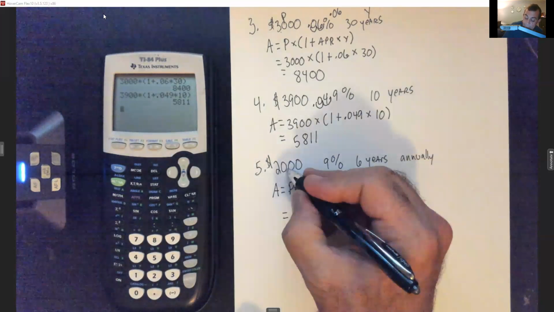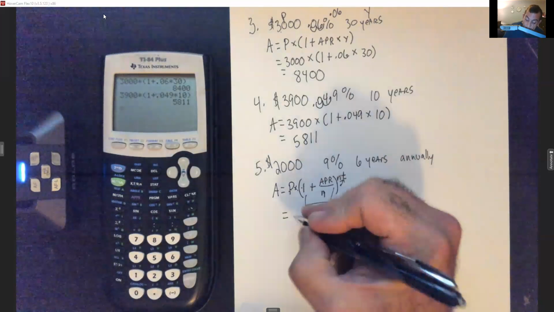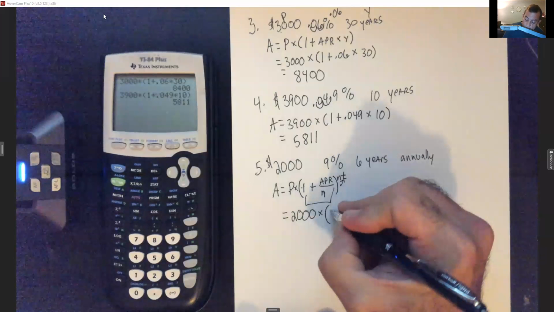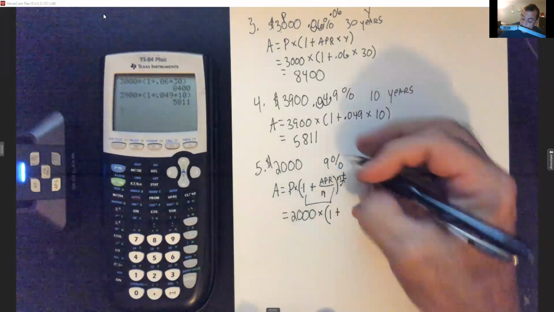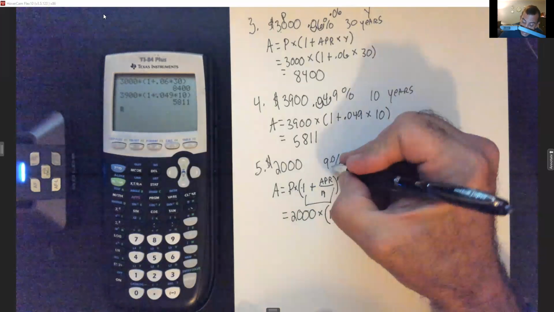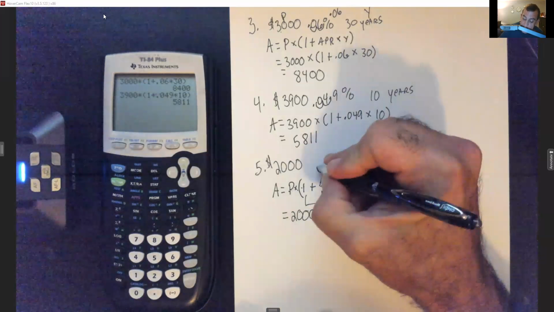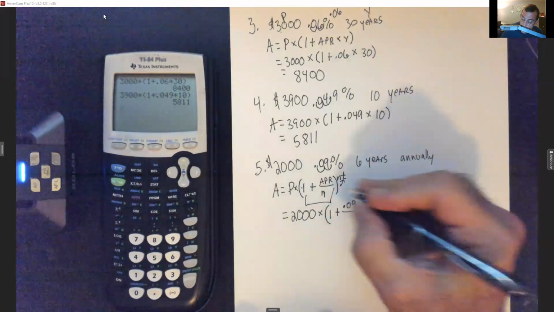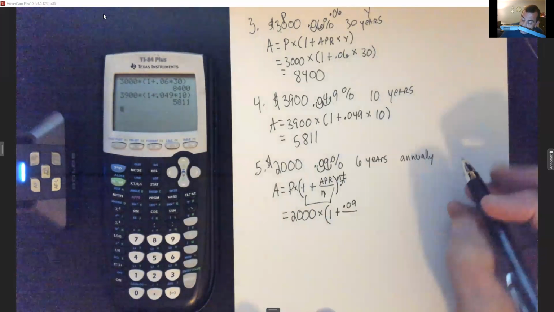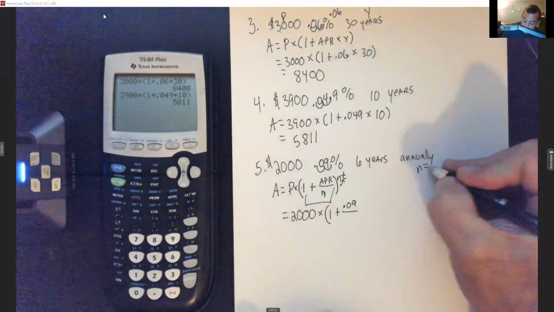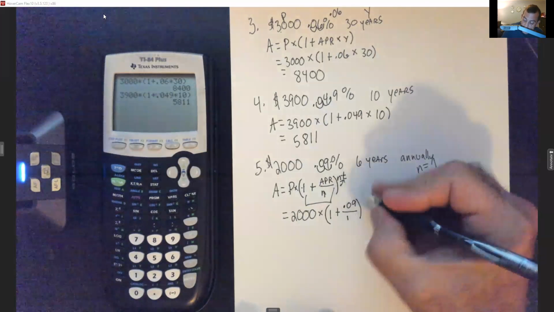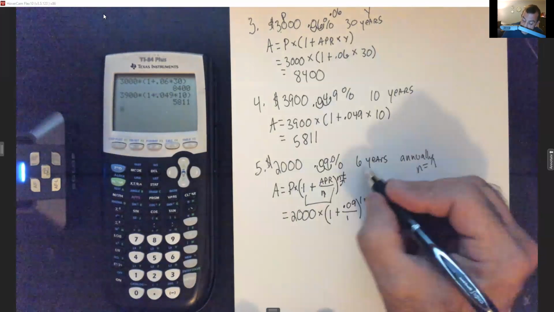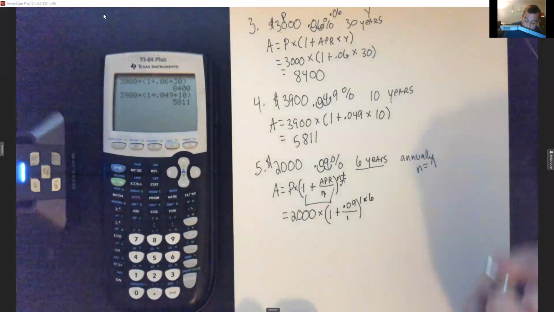So my p is my 2,000 because that's my starting amount. That's going to be multiplied times my parentheses, 1 plus APR is my 9%, but remember I got to move that decimal twice to the left. That's going to be 0.09 all over N. So if it's annually, N equals 1. And then that'll be 1 times T, which we said was 6 years.